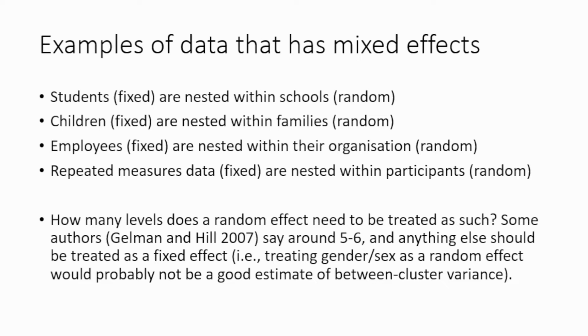So how many levels does a random effect need to have to be treated as a random effect? If you have organization as a level, how many organizations do you need to treat it as a random effect? Some authors, such as Gelman and Hill, say around 5 to 6 levels. Anything else should be treated as a fixed effect. So treating gender and sex as a random effect would probably not be a good estimate of between cluster variance.